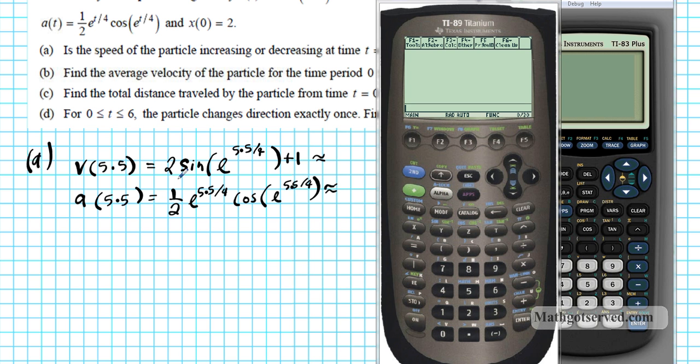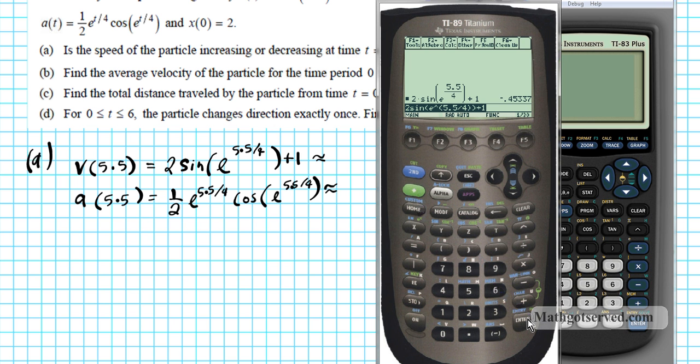So let's enter this expression into the calculator. We're going to have 2 sine e raised to the, now you have to be really careful when entering this expression. We have to enter this in parentheses. So 5.5 divided by 4, close the numerator, close the power, close the exponential function, and then we're going to add 1. Diamond enter will give an approximate output.